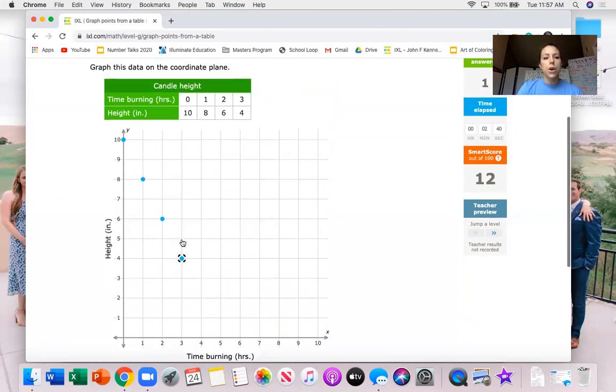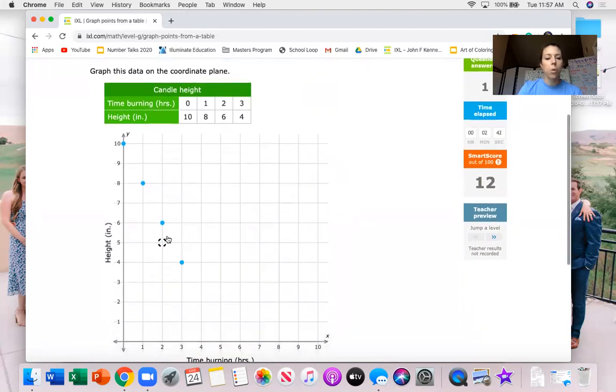Now, what you might notice is that these points are not random. What shape are they kind of forming? It looks like they're forming a line. So that is maybe a way that you can tell that you're graphing these correctly.